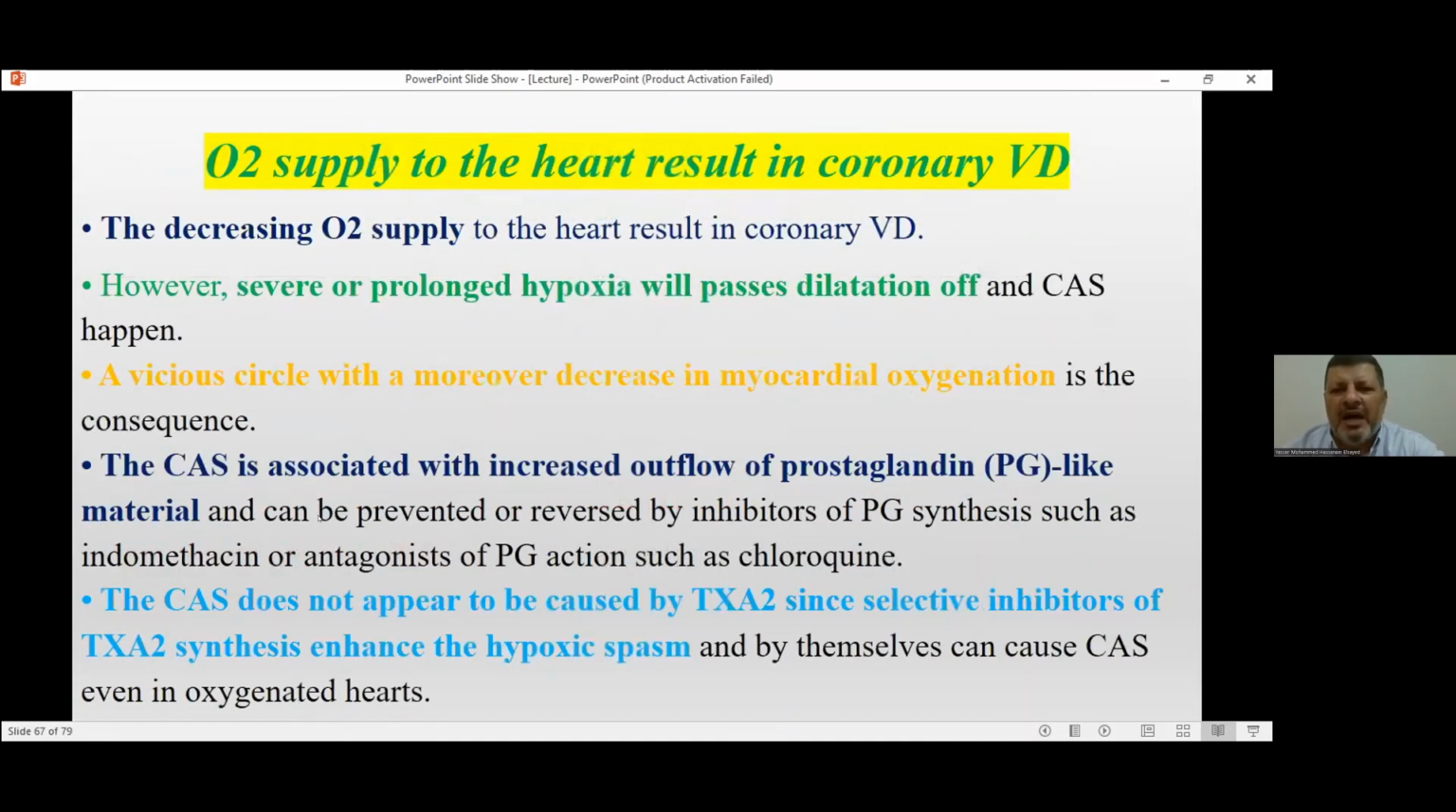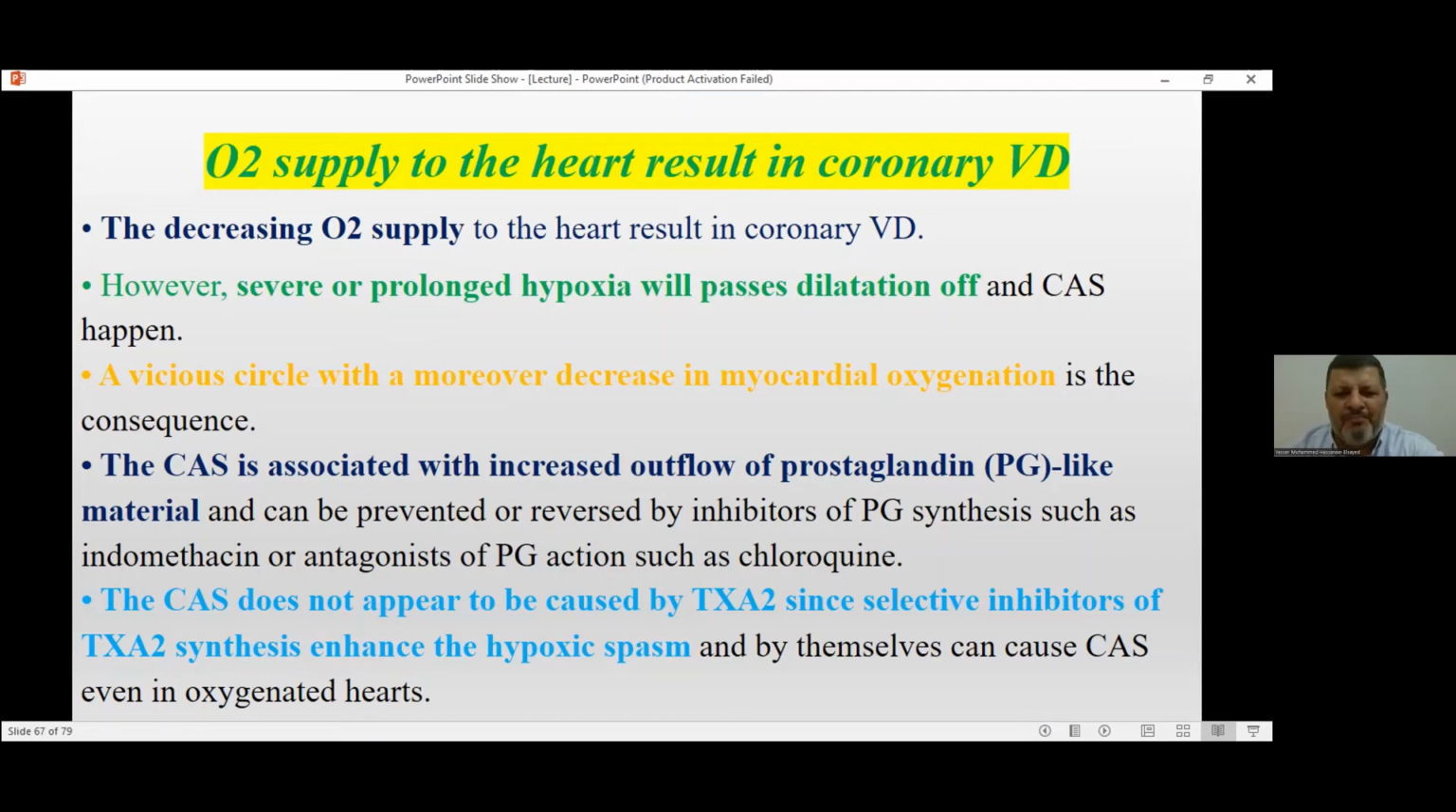Oxygen supply to the heart: decreasing oxygen supply to the heart results in coronary vasodilatation. Severe or prolonged hypoxia will pass beyond the dilatation, and coronary artery spasm happens. A vicious cycle with a further decrease in myocardial oxygenation is the consequence. Coronary artery spasm is associated with increased outflow of prostaglandin-like materials.